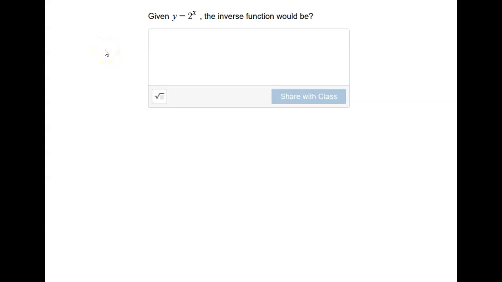So the first thing we want to do is, given y equals 2 to the power of x, we want to rewrite it as an inverse function. So if we know that logs are the inverse of exponents, this would be log base 2 of y is equal to x.